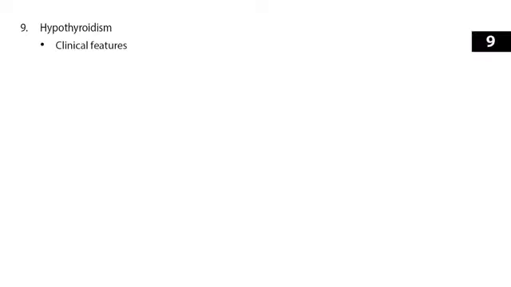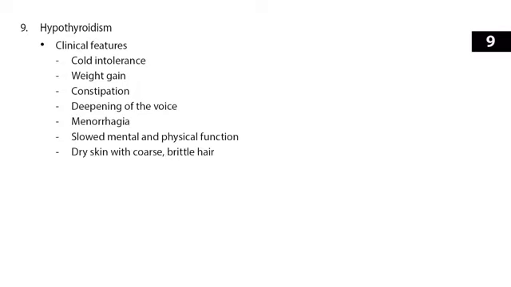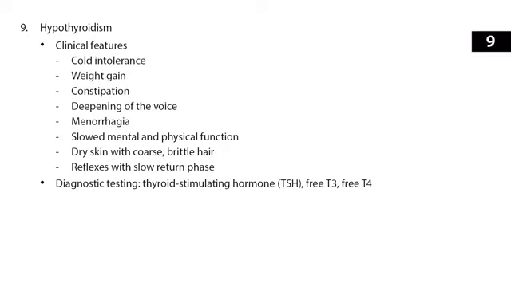Clinical features of hypothyroidism include cold intolerance, weight gain, constipation, deepening of the voice, menorrhagia, slowed mental and physical function, dry skin with coarse, brittle hair, and reflexes showing a slow return phase. Fortunately, lab testing is very reliable for thyroid diseases. We screen for hypothyroidism using blood levels of TSH, that's thyroid stimulating hormone, which will usually be high. We don't generally screen patients using free T3 or T4, although these are useful for confirmation and determining extent of disease. And the reason for this is that the TSH changes exponentially to the linear changes in the actual hormone levels, so it's a very sensitive test.